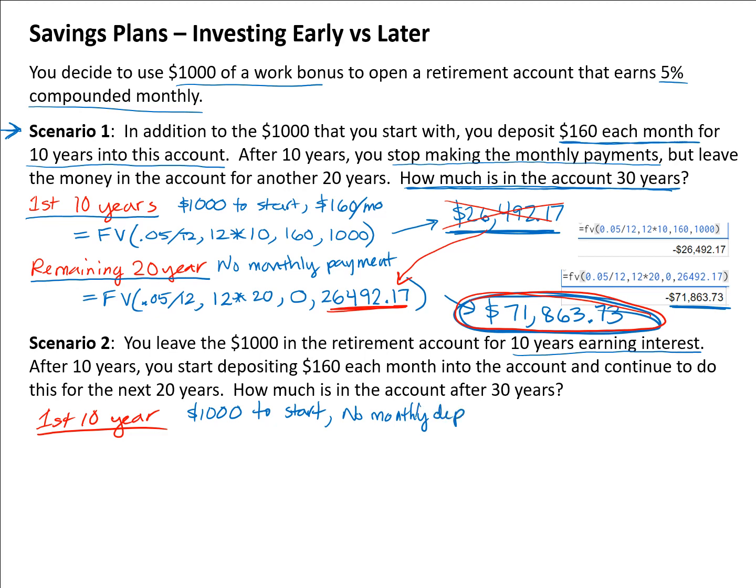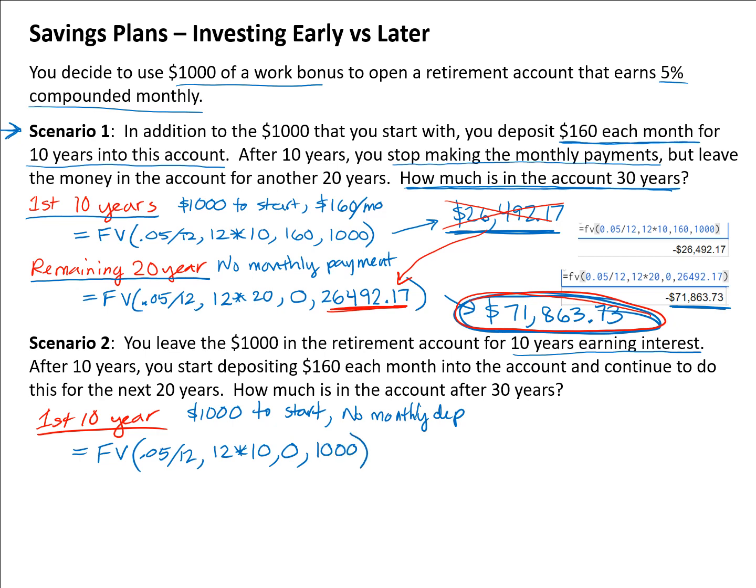Okay, so if we leave it there for 10 years, that means we're going to look at our future value at the end of 10 years by taking the interest rate, 0.05 divided by 12, looking at how many years and particular time periods we earn interest with, which would be monthly for 10 years, so 12 times 10. We have no monthly deposit, and we're starting with $1,000.